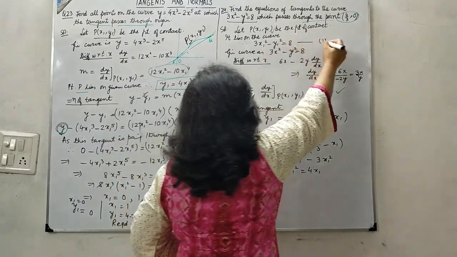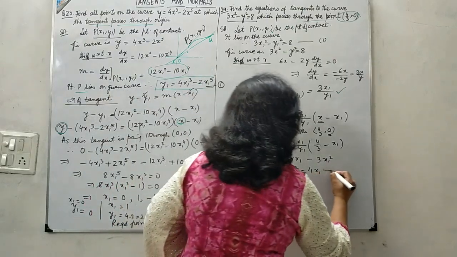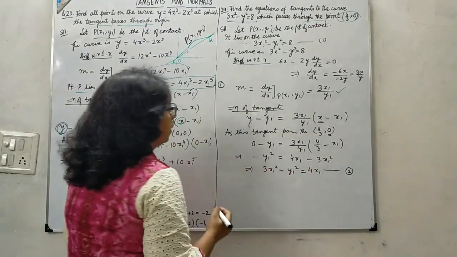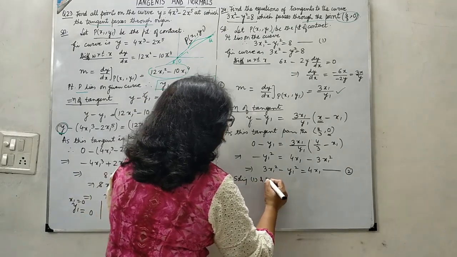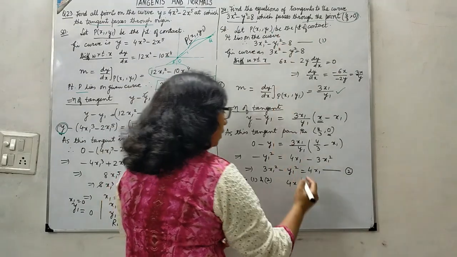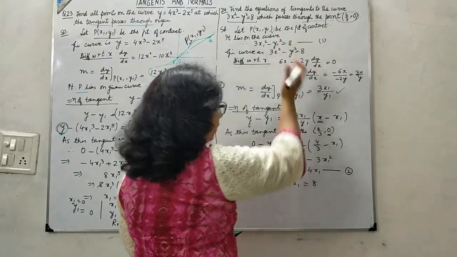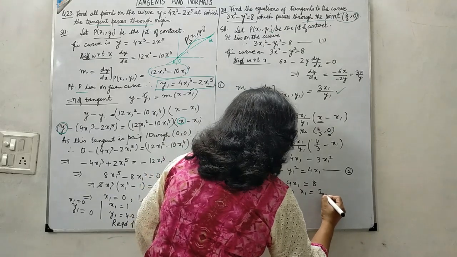Here we also have 3x1 square minus y1 square as 8, and this is your second equation. Simplifying, solving 1 and 2, we can get this 4x1. This is the same as this one, or otherwise we would have to solve these two equations to get values for x and y. So this is your 2.